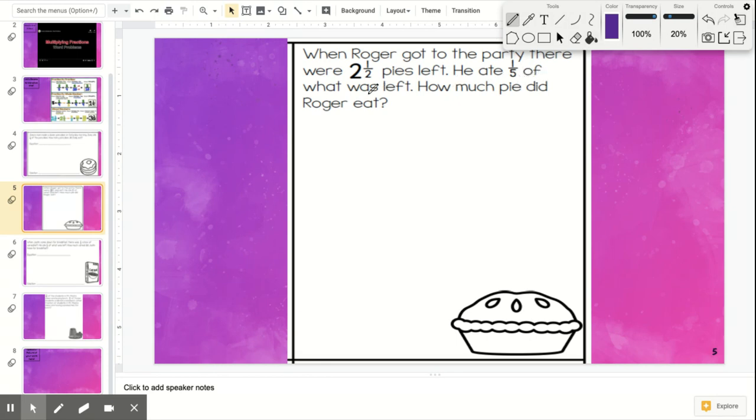It says 1/5 of what was left. And we know that what was left is this 2 1/2. So I'm just going to write 2 1/2 over that word left. And again, we see that word "of" directly after the fraction. So this tells us we need to figure out what 1/5 of 2 1/2 is. Okay, so this is a multiplication word problem. So 1/5 times, I'm going to replace the word "of" with the multiplication symbol now.